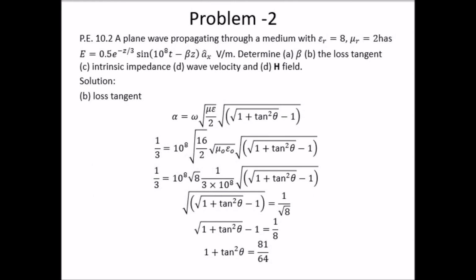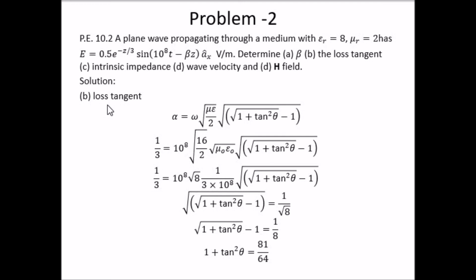Here we solve another example. This is a practice exercise from your textbook. It says a plane wave has epsilon r equal to 8 and mu r equal to 2. The electric field expression is given. We have to find beta, loss tangent, intrinsic impedance, wave velocity, and the H field. So we solve for the loss tangent.